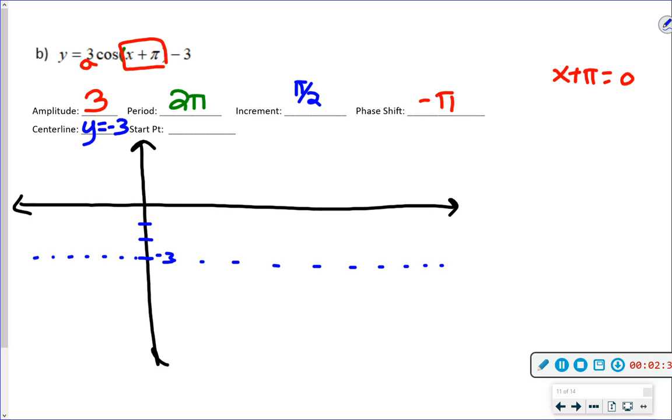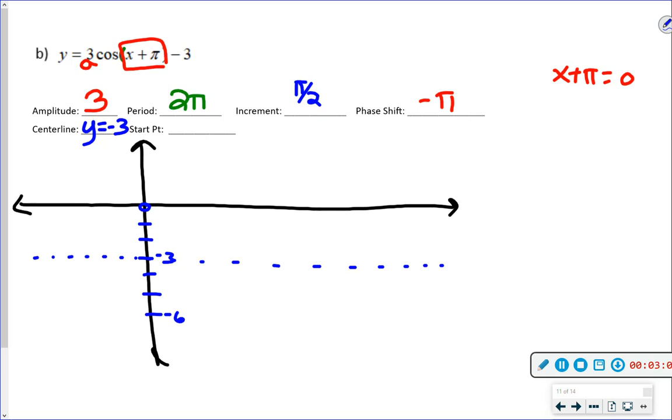Now, from our new center line, I'm going to count out the amplitude. Our amplitude is 3. So if I go up 3 units, our max height will be 0. I know you know it's 0. I'm just going to mark the 0 there, for dramatic emphasis, that's the highest I'm going to go. And I have to go down 3, so my lowest is going to be negative 6. So I'm going to draw between 0 and negative 6. That handles the down 3 shift.